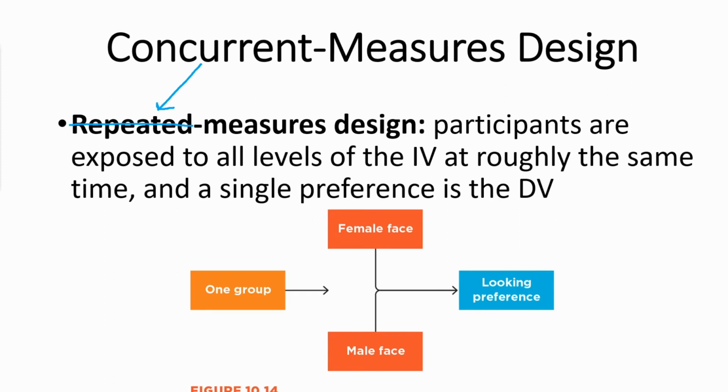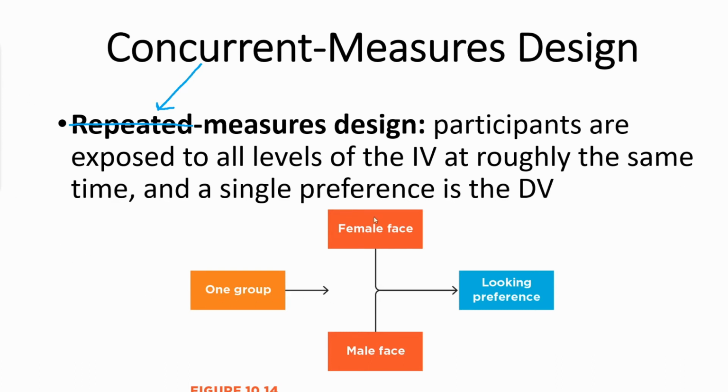But in a concurrent measures design, participants are going to be exposed to all levels of our independent variable at roughly the same time. So instead of like with the repeated measures design, where you experience one level and then you're tested, and then you experience the next level and then you're tested, for a concurrent measures design, you're exposed to multiple levels at once, and there's going to be a single dependent variable measured. And usually it's going to be preference. So they're usually getting at preference here.